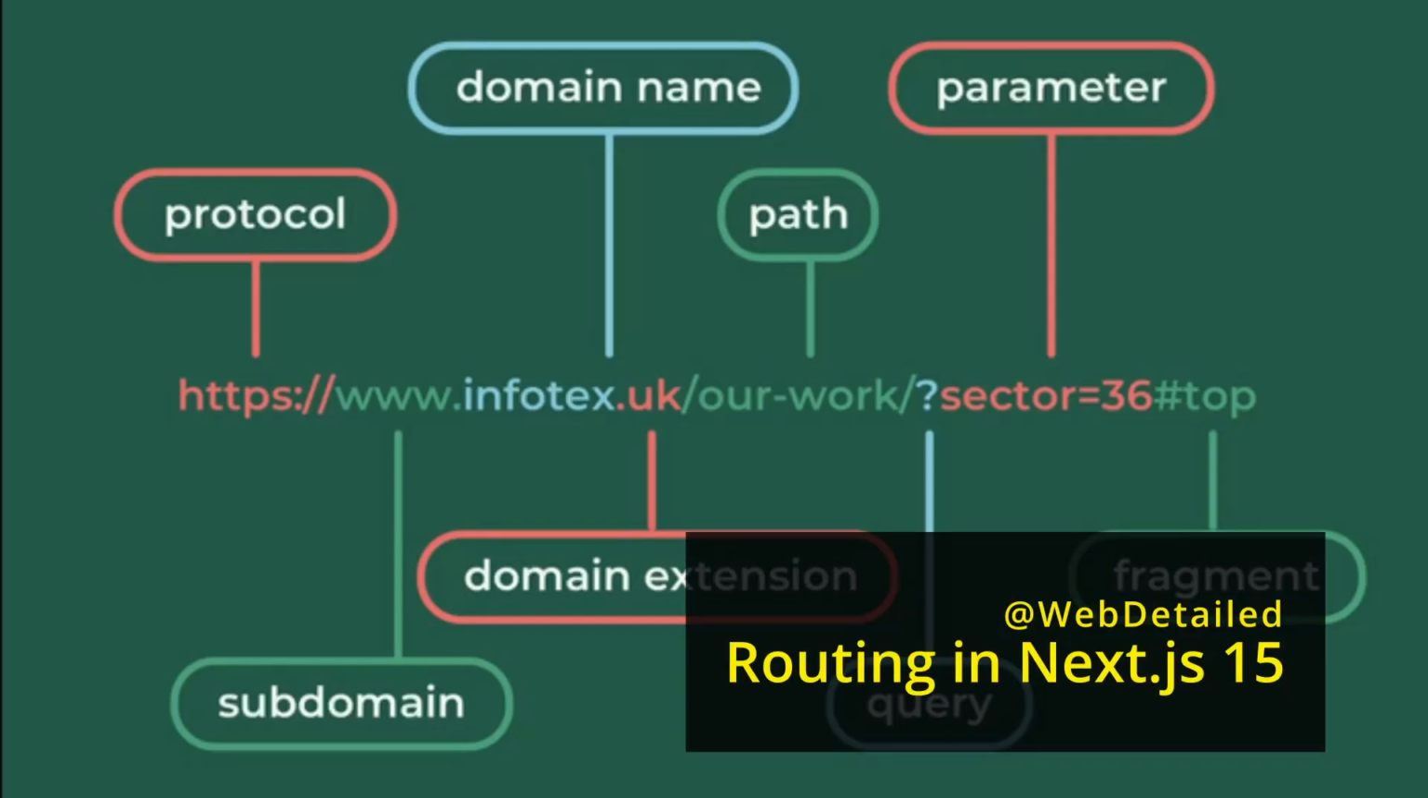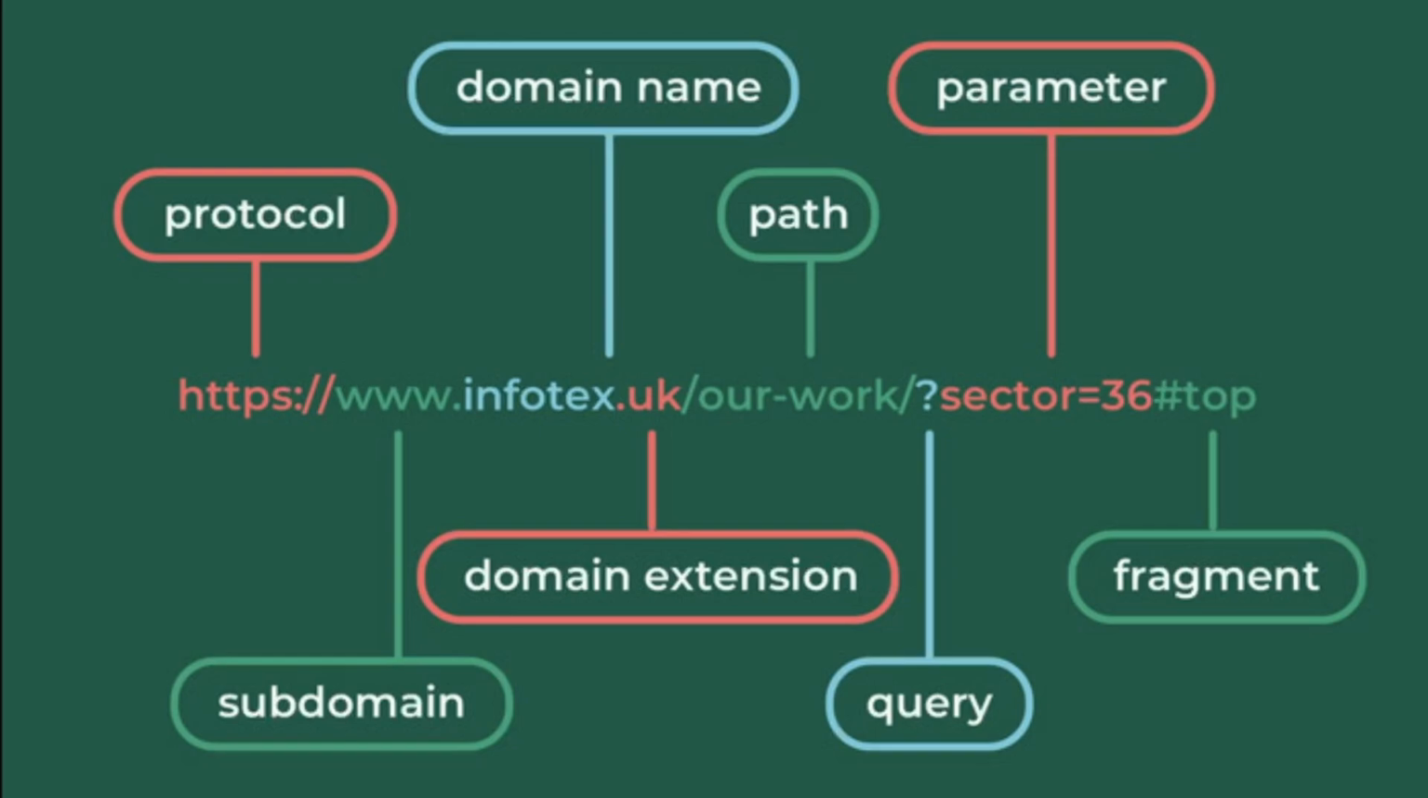Now it's time for routing. Usually websites consist of different web pages and different URLs. And if you take a look at the anatomy of the URL, you can see it consists of a protocol, which can be HTTP, HTTPS, FTP.